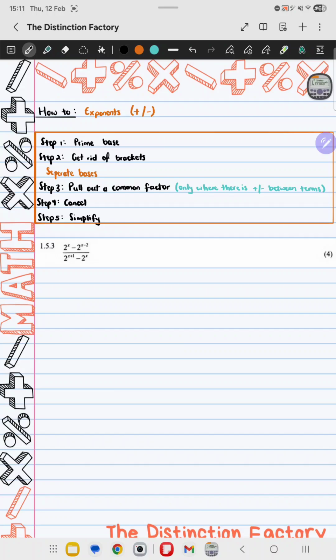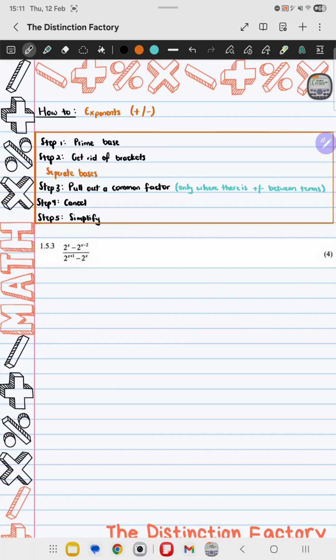So let's try out a question. We've got from March KZN 2024, question 1.53 over here. And our first step is to prime base and then get rid of brackets. But you'll notice that all of our bases are 2, which is already a prime number, meaning that we can skip over step 1 and 2 from here.